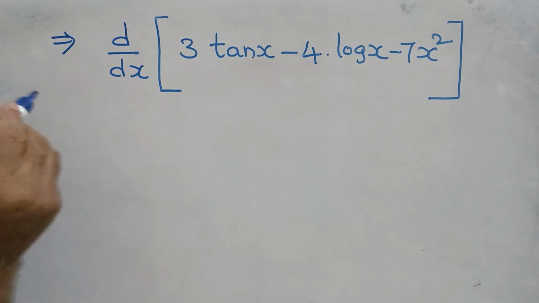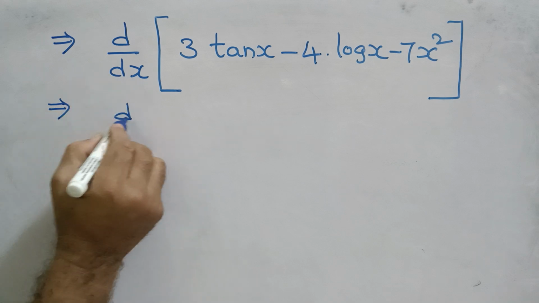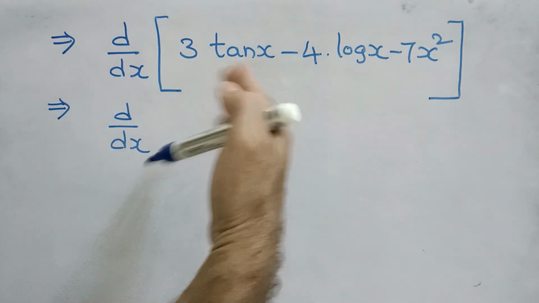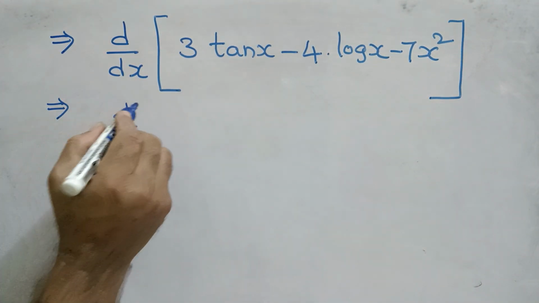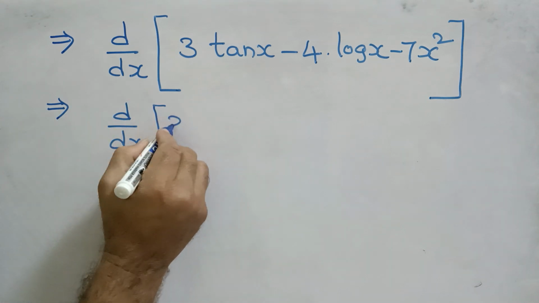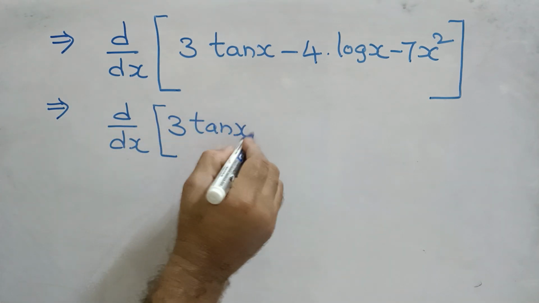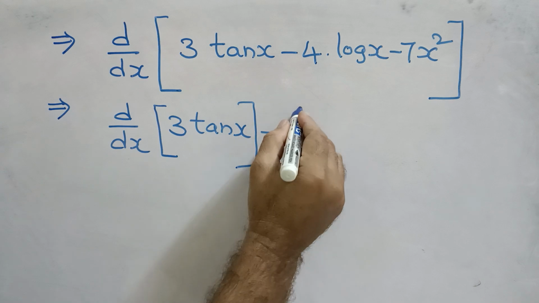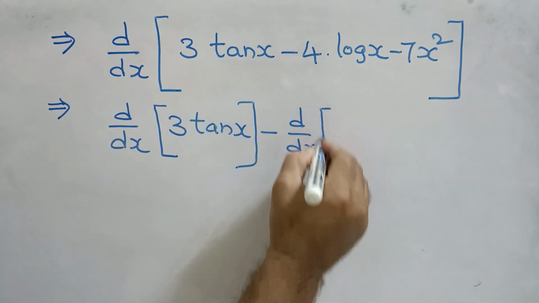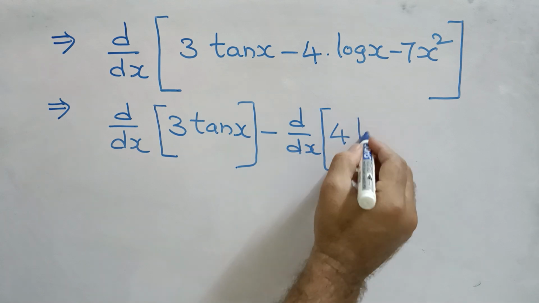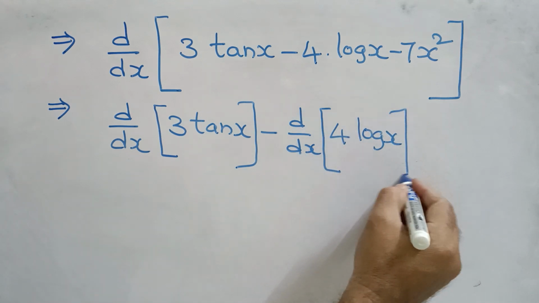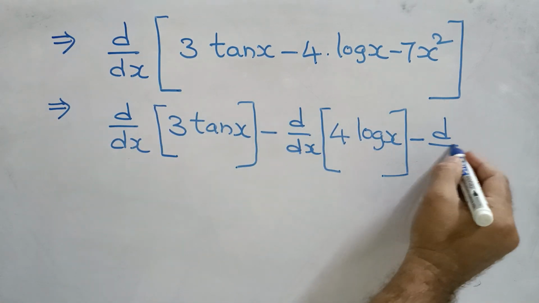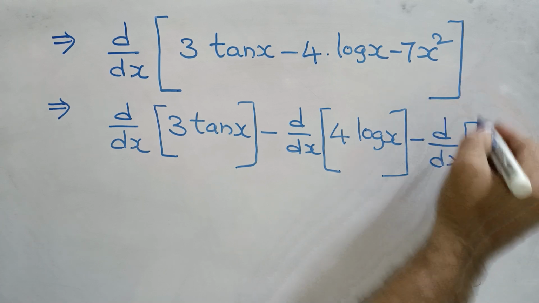If you expand this further, how can I write it? It is d by dx of, there are three terms: first term, second term, third term. Therefore you can separate it into three parts. Nothing but d by dx of 3 into tan x, then minus, put that minus outside, d by dx of 4 into log x. Then again minus, take that minus outside, d by dx of 7x square.